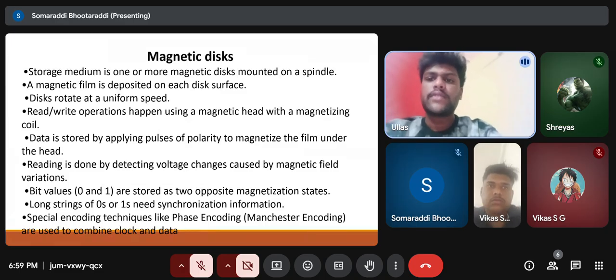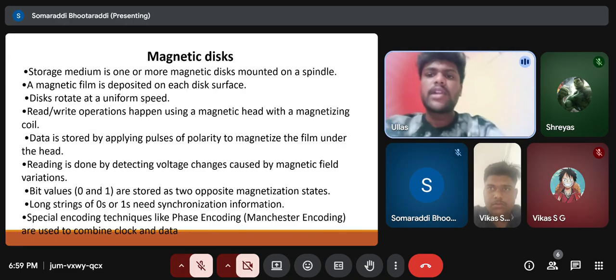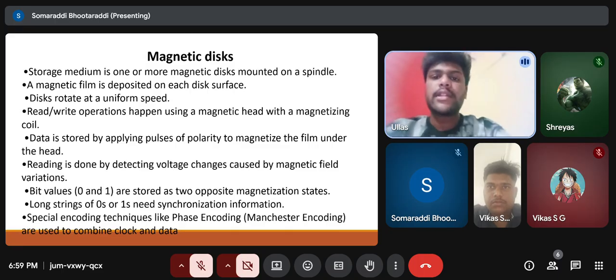A long sequence of zeros or ones needs synchronization information. Synchronization helps the system read data correctly. Special encoding techniques are used. One common method is Manchester encoding. This encoding combines a clock signal and data.